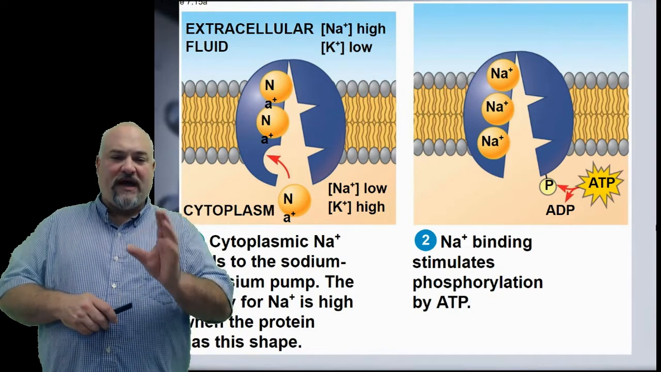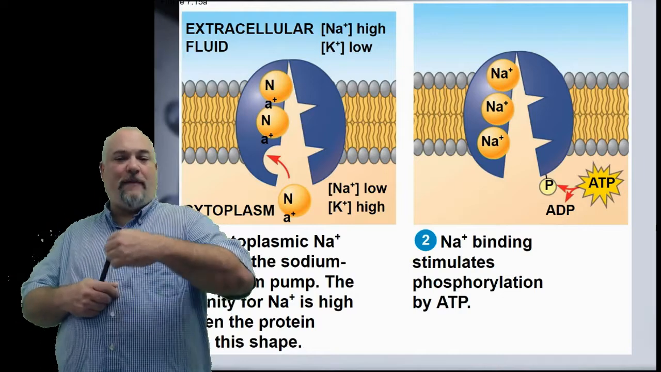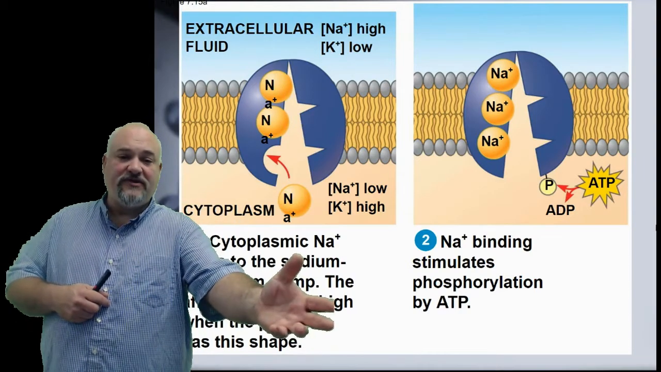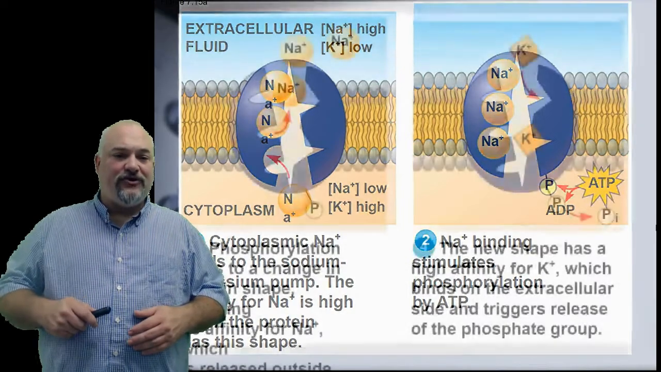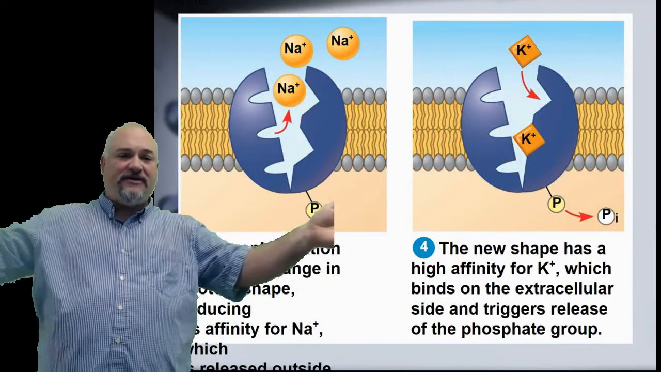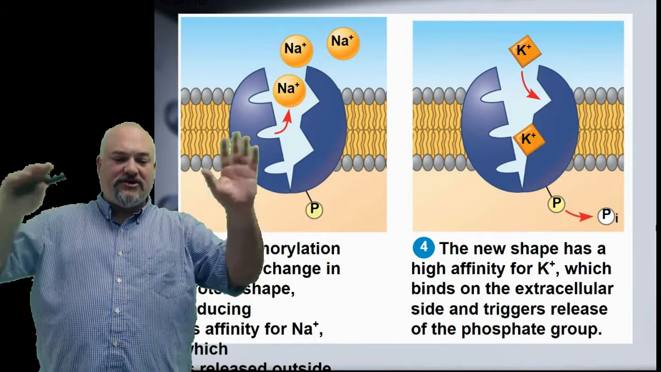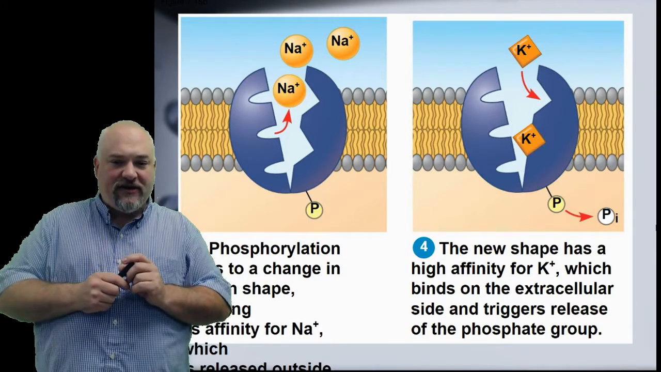Okay. Sodium binding stimulates phosphorylation by ATP. That's dropping that third phosphate, releasing the energy stored in that bond. Okay. And that, in turn, will lead to a change in the shape of the protein. The sodium will be released out of the cell, okay, because it changes the affinity for sodium, so it loses this attachment. See how the shape changed right there?